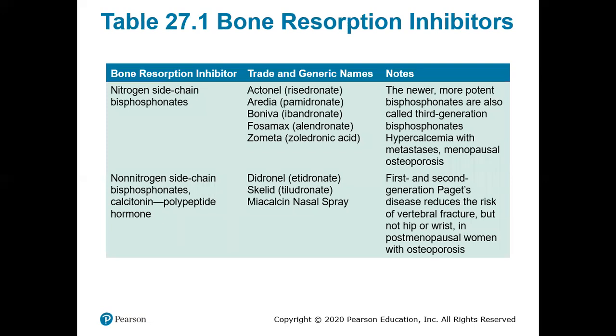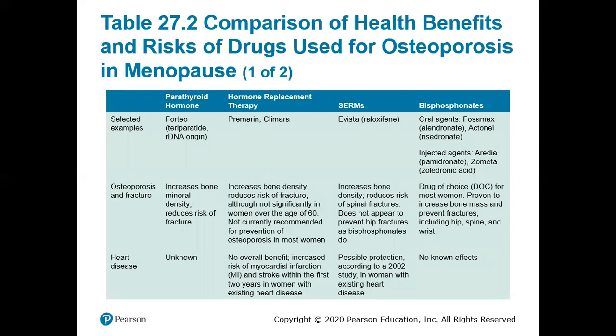Table 27.1 details bone resorption inhibitors. This is found on page 422 of the textbook. And table 27.2 begins on page 422 in the textbook and carries over to page 423. It is a comparison of health benefits and risks of drugs used for osteoporosis in menopausal women.